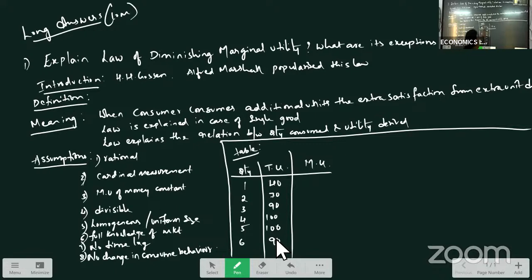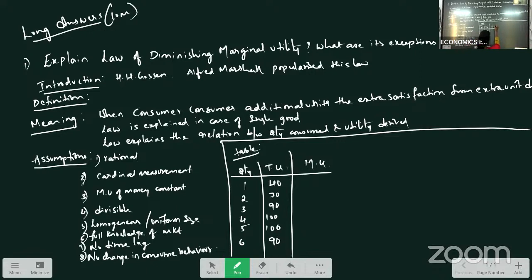Total utility is what? The total satisfaction which is derived by the consumer by consuming all the units. Marginal utility. What is marginal utility? Additional utility which is derived from additional consumption of the commodity. When we consume an extra unit, what is the extra satisfaction we are deriving? That is called marginal utility.